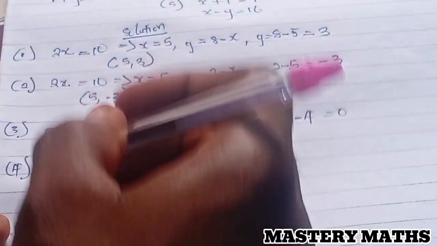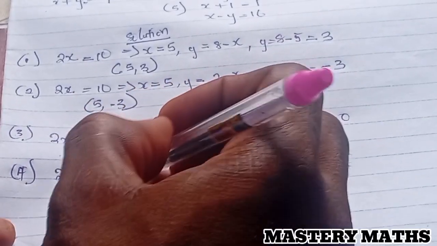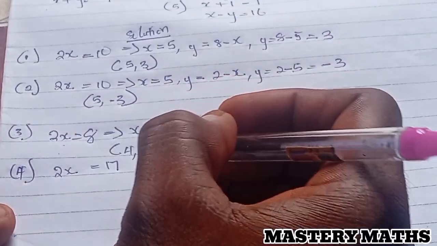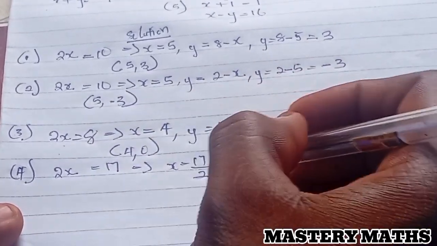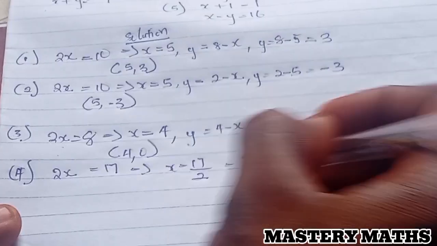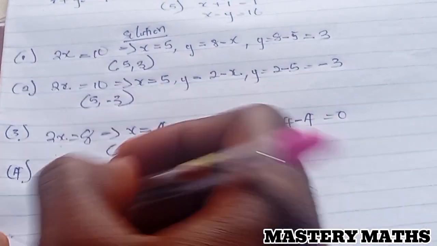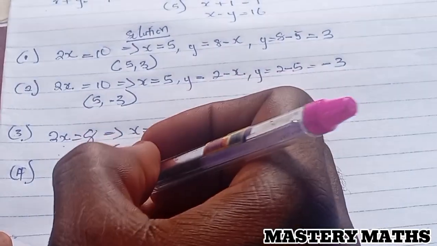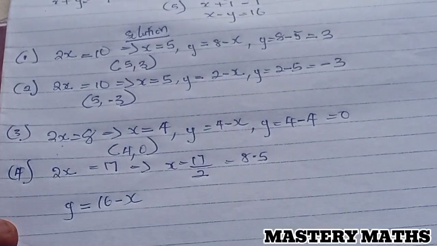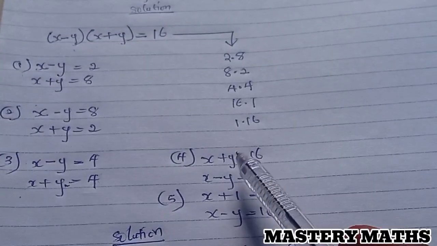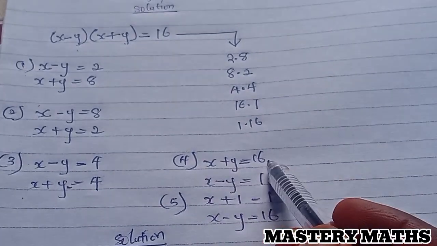which you solve here. It becomes 2x equal to 17. Now when you divide, x is equal to 17 divided by 2, which gives us 8.5. So you say our y is equal to 16 minus x. Actually, we use this one. y is equal to 16 minus x.